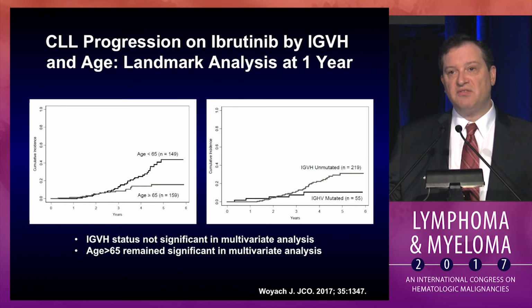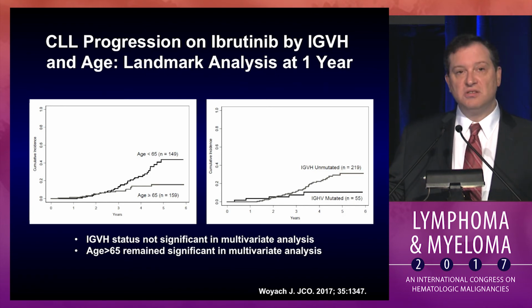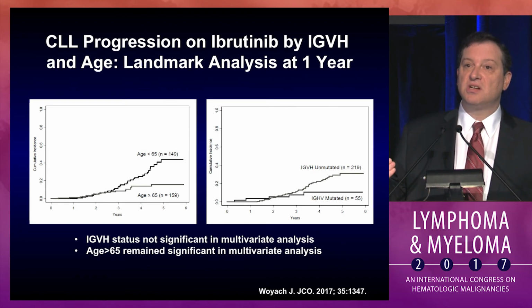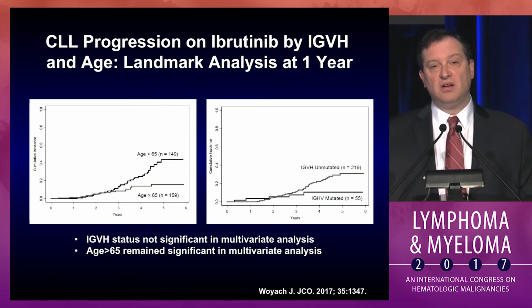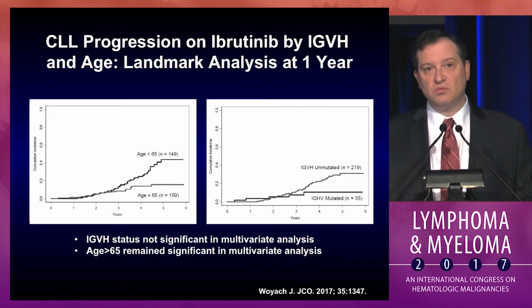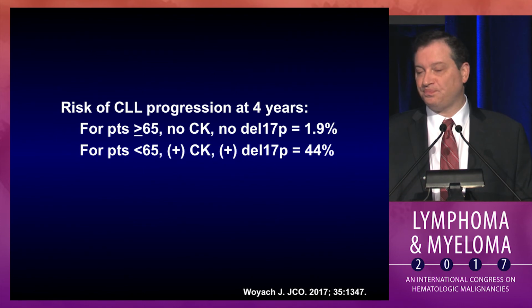So here we have the idea that with the age younger than 65 as being a poor predictor, all of a sudden a prognostic marker that doesn't come to light until later on does predict which of our patients are not going to do as well.